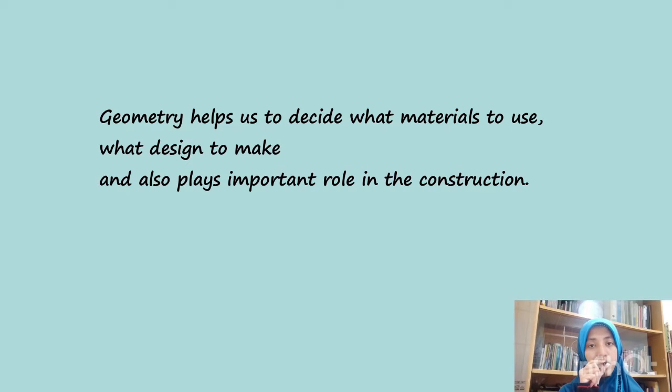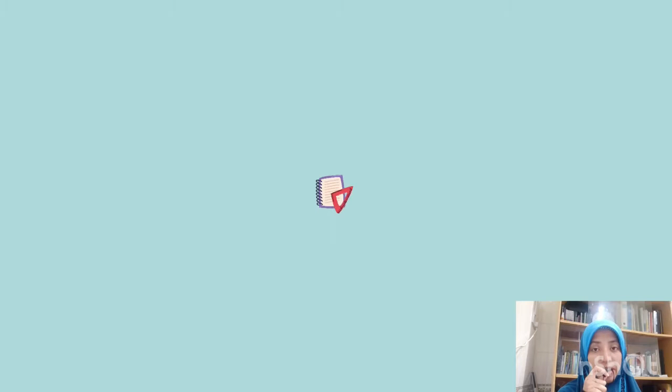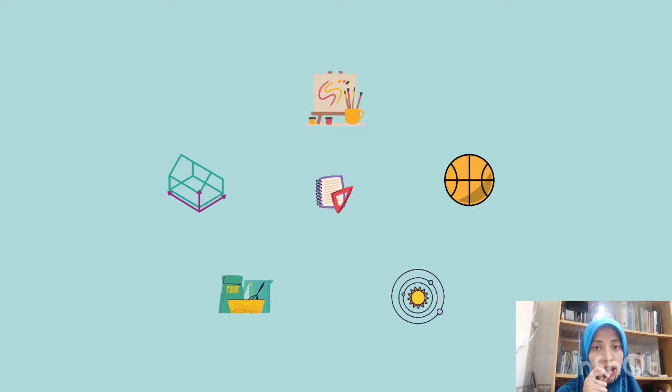Geometry helps us to decide what material to use, what design to make, and also plays an important role in construction. We can also do a lot of tasks by using geometry. Other examples of application of geometry in real life are astronomy, art, culinary, architecture, and sport.